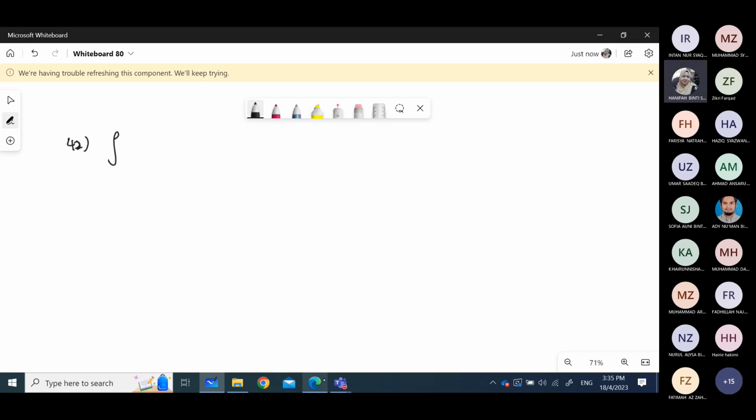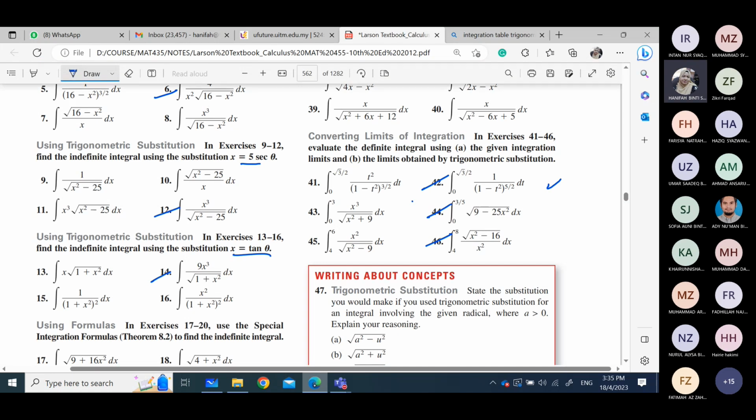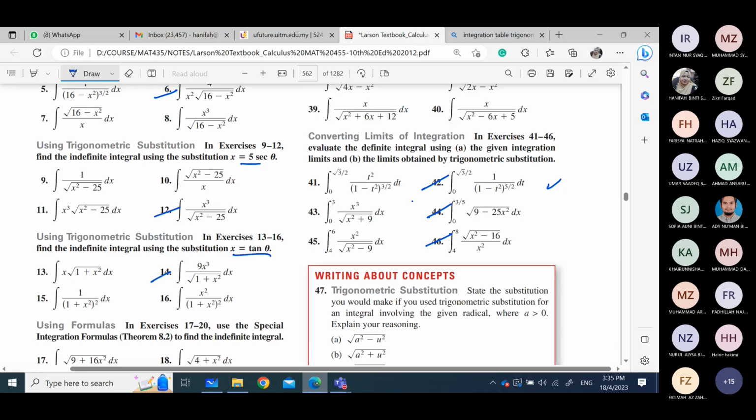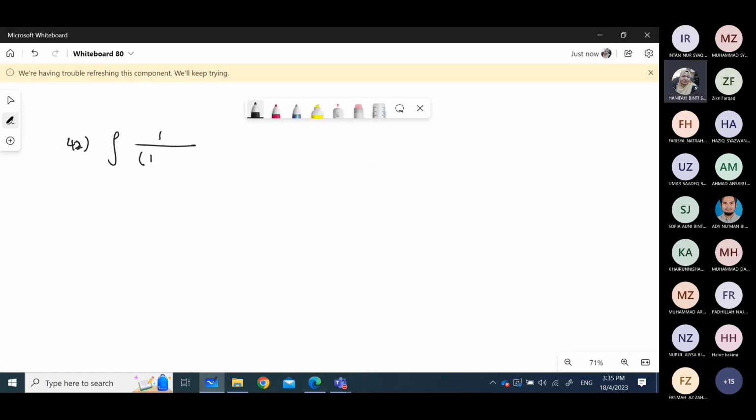42. So the integral is 1 over 1 minus t squared to the power of 5 over 2 with respect to t, dt, and the interval here is 0 to square root 3 over 2. So this one is a definite integral because we have limit. Okay, so our t is in between 0 to square root 3 over 2.